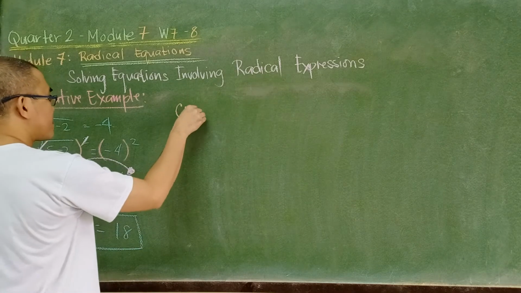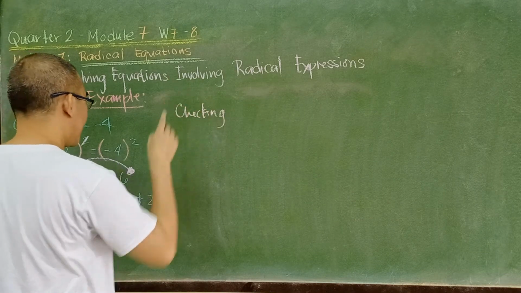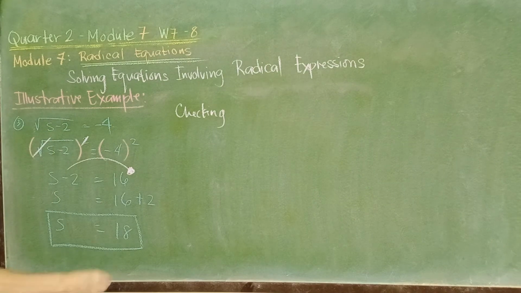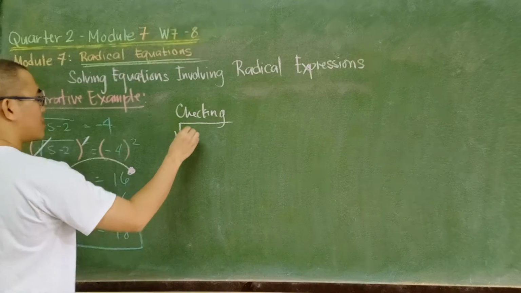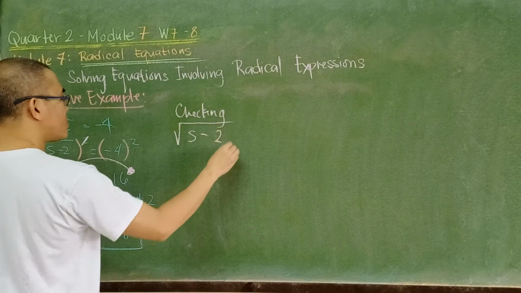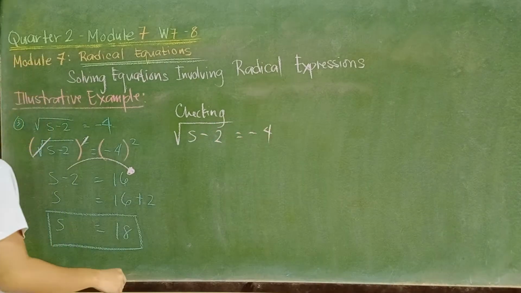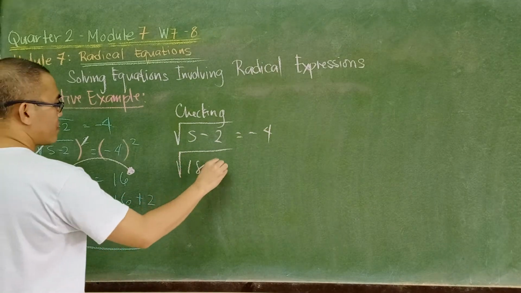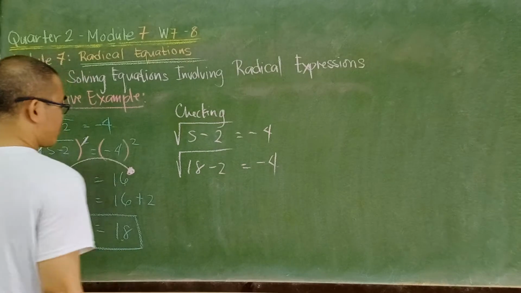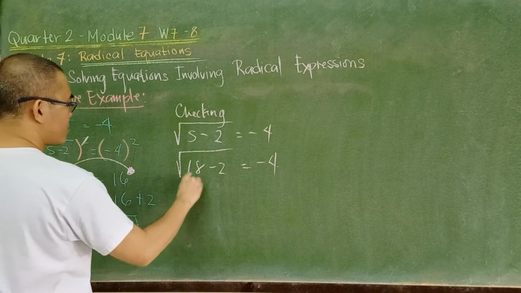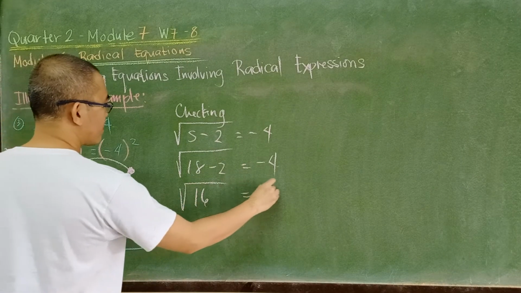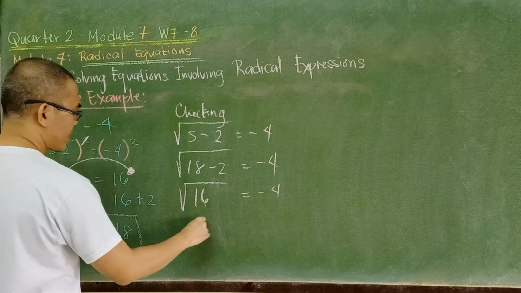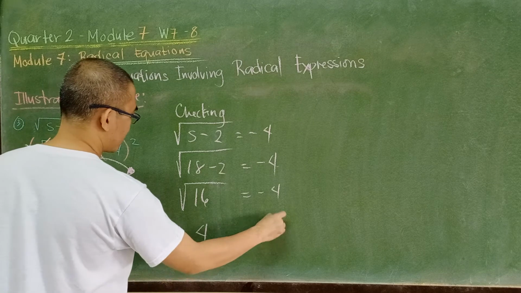So, checking. Possible ba yung 18 natin is yung answer natin dito sa may s? So, square root of s minus 2 equals negative 4. So, yung s natin is 18 minus 2, negative 4. So, 18 minus 2, that is 16, equals negative 4. So, square root of 16 is 4 is equal to negative 4.